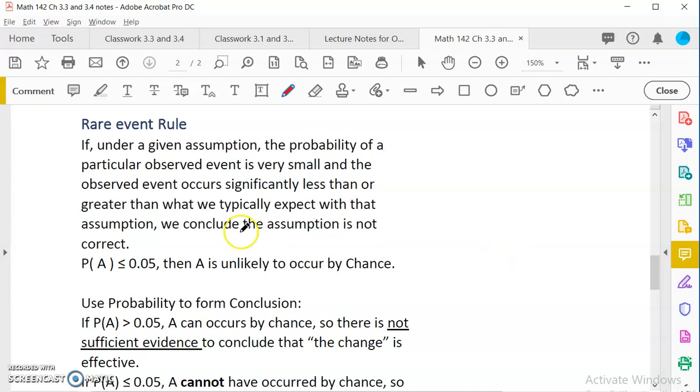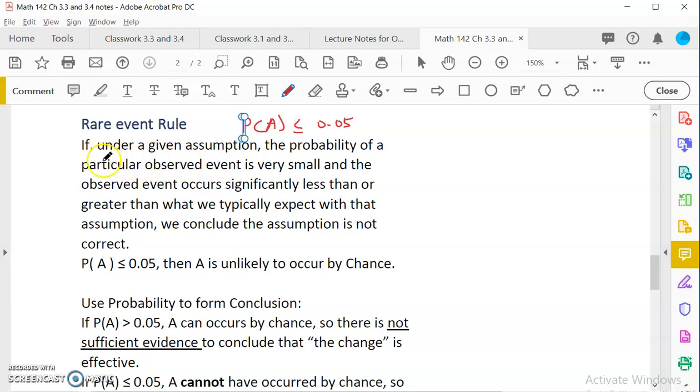The last thing we want to go over is something called the rare event rule. We already defined what a rare event is. An event is rare if the probability of A is less than or equal to 0.05. A lot of times an event would be rare, like all 12 light bulbs are defective. That's really rare. But how does statistics use this?